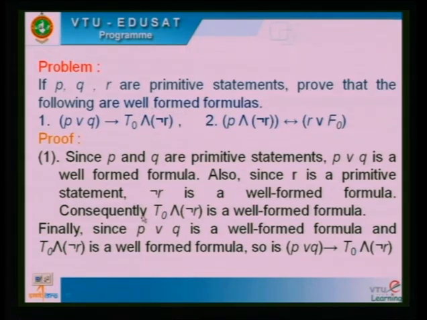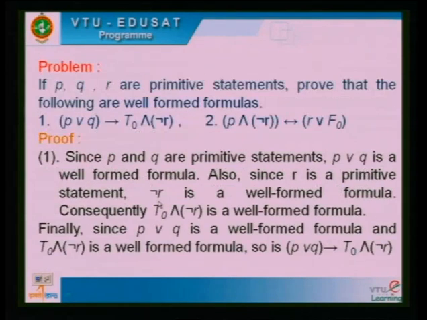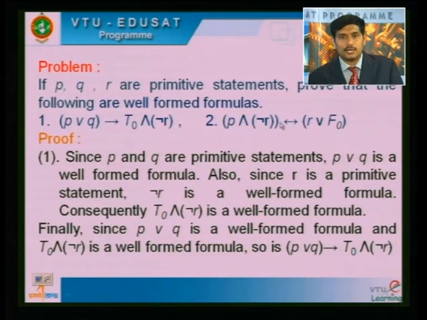Finally, because of how we defined well-formed formulas, this is a well-formed formula using this condition. First, P and Q are primitive statements, so this is also well-formed, and R is a primitive statement, so negation of R is also a well-formed formula. Consequently, this is also a well-formed formula. Finally, since this is well-formed and this is well-formed, the implication is also a well-formed formula. That is the proof.